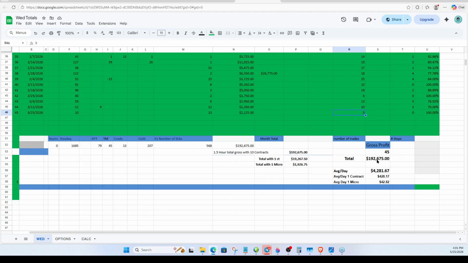$192,675 with 10 contracts. With just one, $19,267, with 1 micro, $1,926. All is plenty to pay for these services.